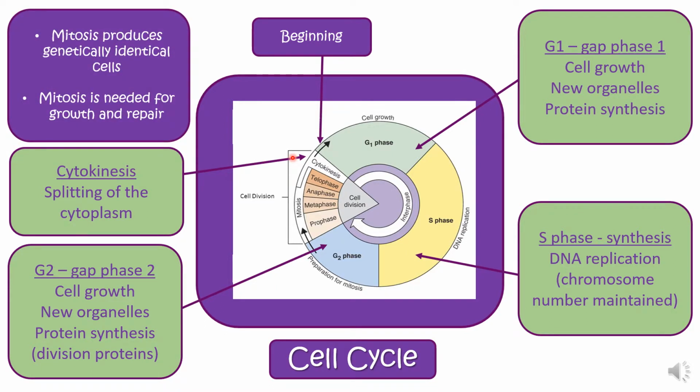It might be worth remembering from GCSE as well that mitosis produces genetically identical cells, and it's needed for growth and repair. This is sometimes a 2-mark question at A level. What's the purpose of mitosis? The purpose is for growth and also for repair. So if you cut yourself, your skin can repair via mitosis.